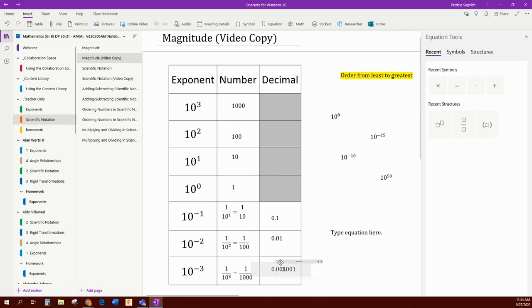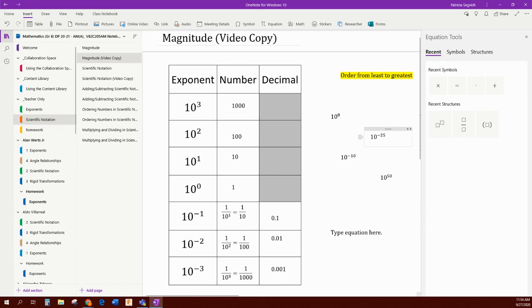So this is just to help you show the magnitude. A negative exponent is always going to be smaller than a positive exponent. And each time our magnitude goes up by 10 because our base is 10.